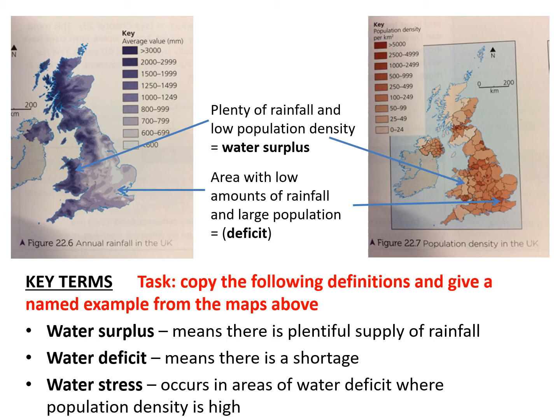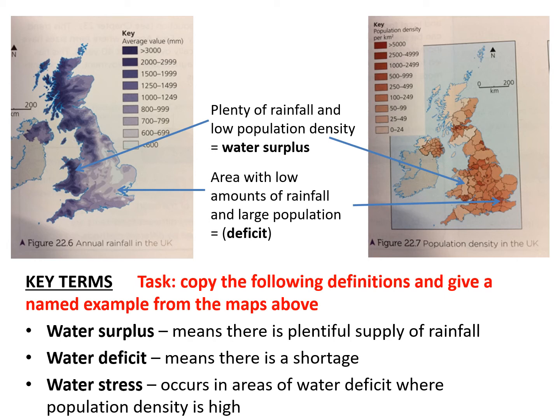Look at my blue arrows that I put on. So we've got plenty of rainfall. That arrow is pointing at Wales. And the other arrow, a low population density, again pointing at Wales. So they've got loads of rain, not very many people. There is going to be a water surplus.